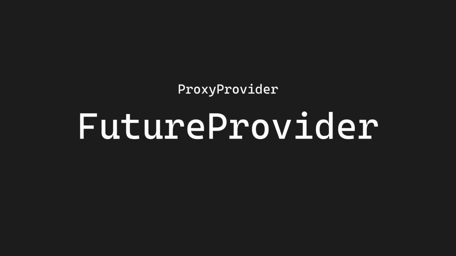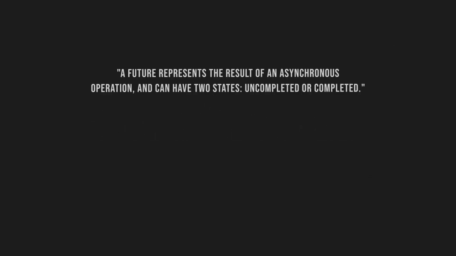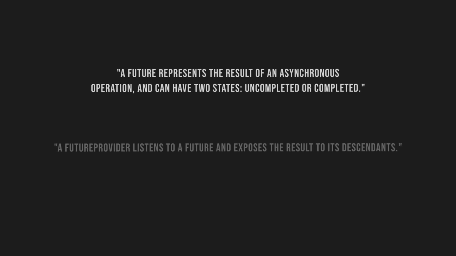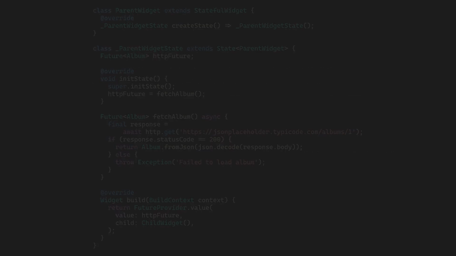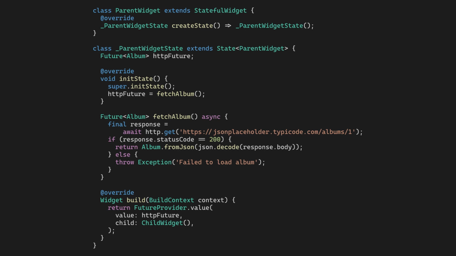Next up, FutureProvider. Some definitions first. A future represents the result of an asynchronous operation and can have two states, uncompleted or completed. And a future provider listens to a future and exposes the result to its descendants. For this example, we'll create a stateful widget.